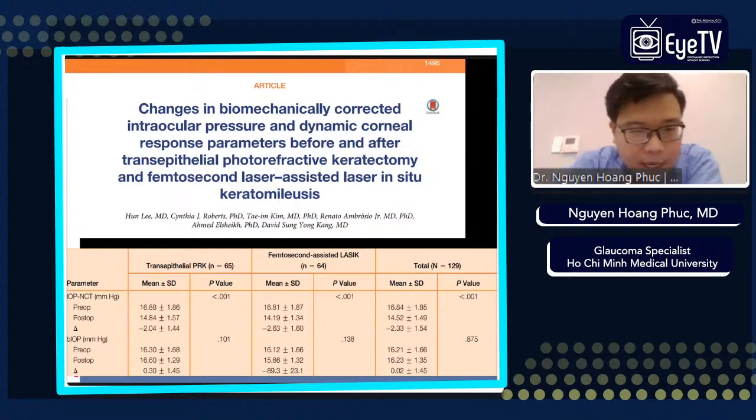This is research from Korea, Dr. Hunley. He compared the pressure before and after LASIK surgery, and he used different machines to measure. In the non-contact tonometer IOP group, there is a significant difference between post-operation and pre-operation IOP. But in the bIOP group, there's no difference between pre-operation and post-operation. So bIOP may be the new method to measure the pressure after corneal surgery.